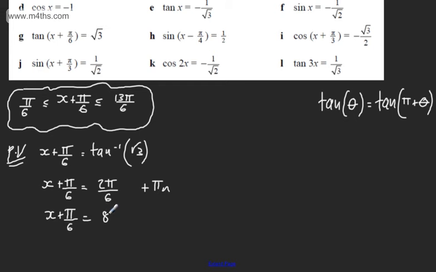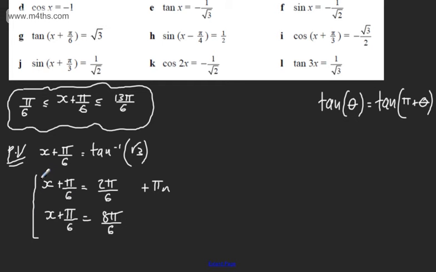And this is the advantage of switching this up. Again, if you hadn't, you would have had 4 pi by 3, because we would have added pi to pi by 3. I can see if I add another multiple of pi, that's going to take me to 14 pi by 6, and therefore outside the interval. So all I need to do is consider these two solutions.